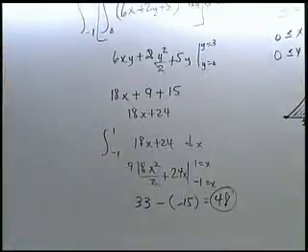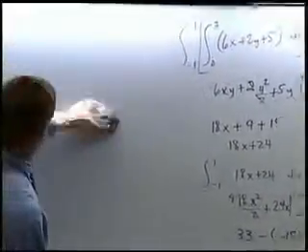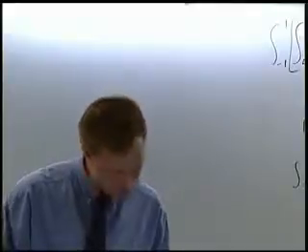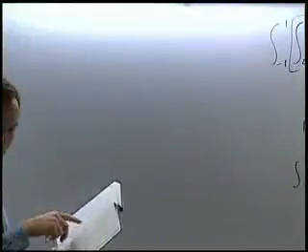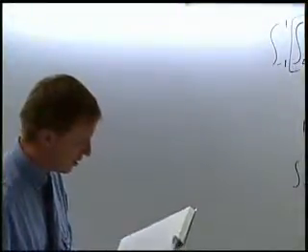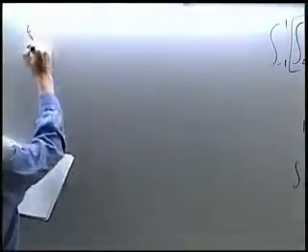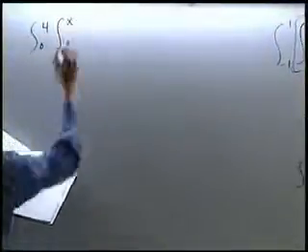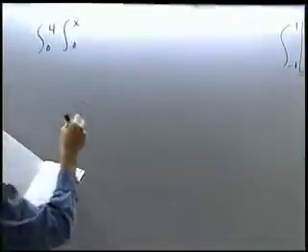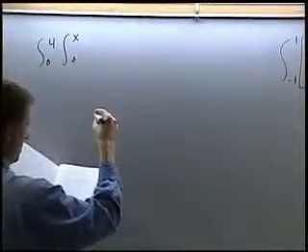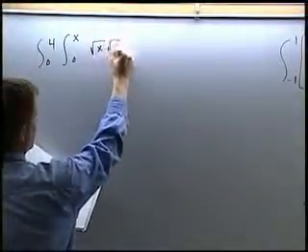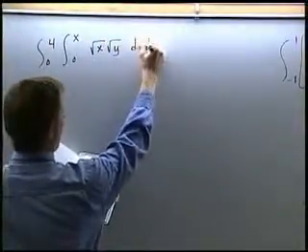Okay, another example. Okay, we just did that one here. This one is already set up for us: 0 to 4, 0 to x, square root of x times the square root of y, dy dx.